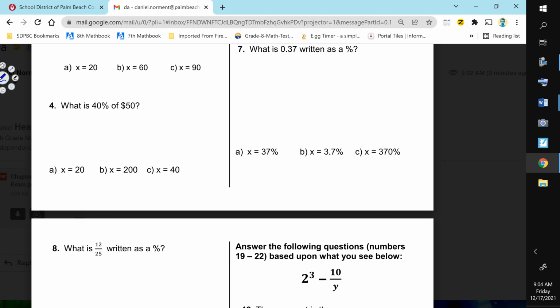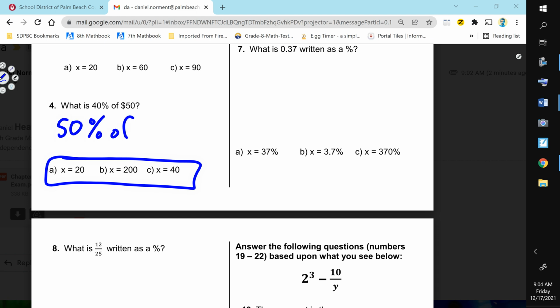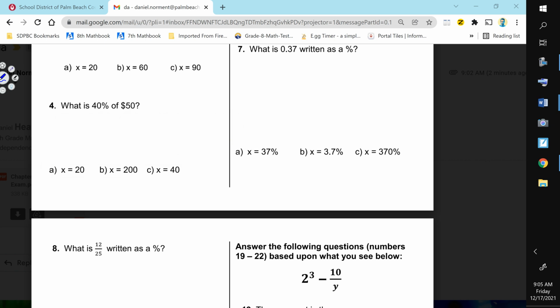Number 4. Honestly, for number 4, you just take a look at the answers, and one of them should be obvious. But also convert this to a decimal, and then multiply times 50, and that will give you the correct answer. But I think just by looking at the answers here, you should be able to figure out the bad answer, and then between the two numbers that are left, if you think about what 50% of 50 is, it's half, right? If you know that, then you should be able to figure out which one is right and which one's wrong between the other two. A lot of ways to figure that one out.